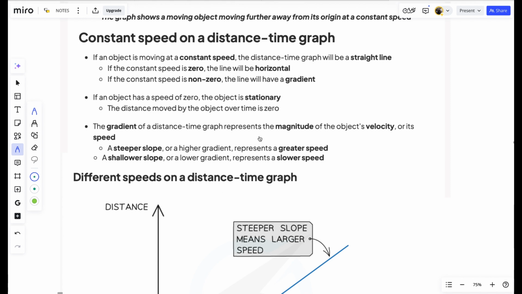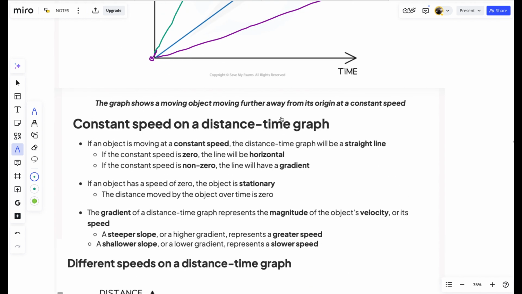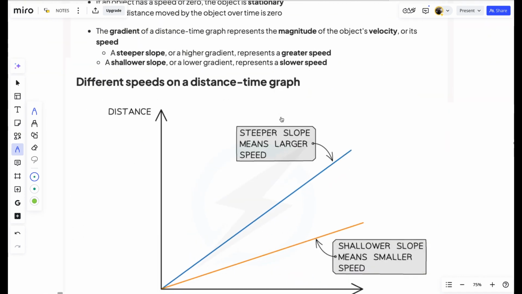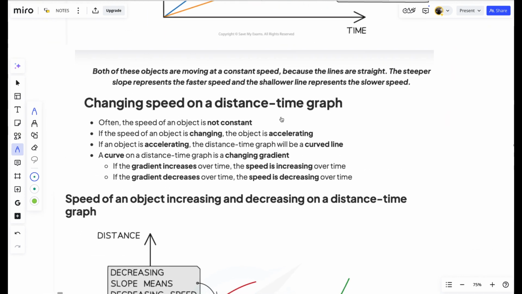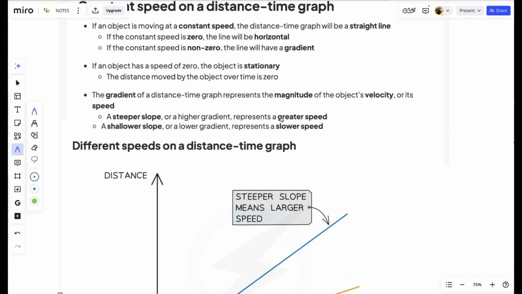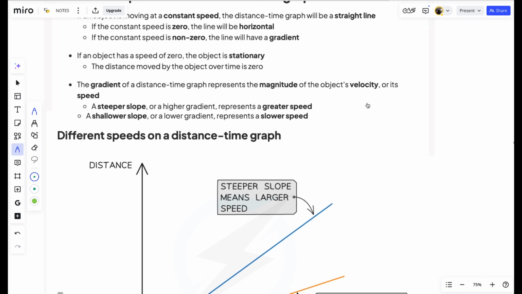Now, if we say stationary in a distance time graph, it means that the graph will be like this. For example, if an object is stationary in a distance time graph, let's say the object moves at a certain level, and then it rests. It comes to rest, maybe before it decelerates.